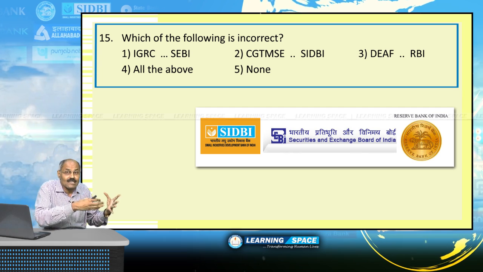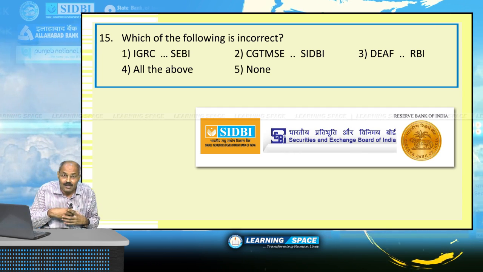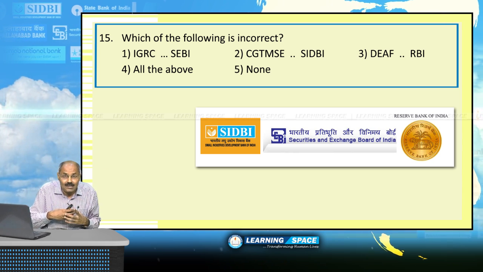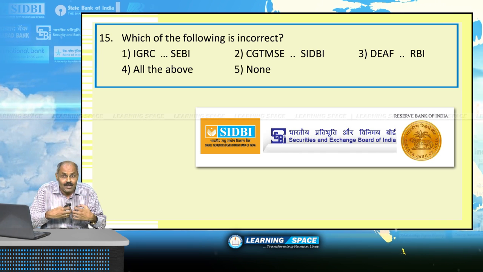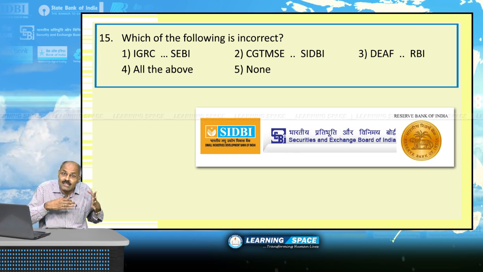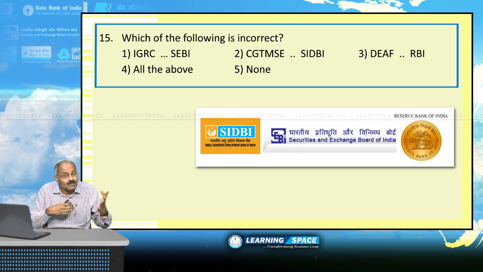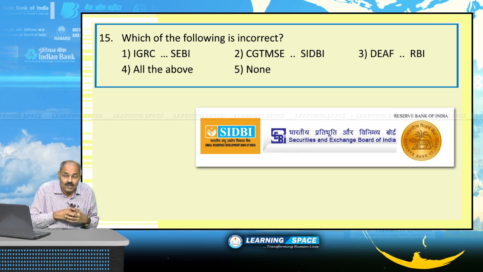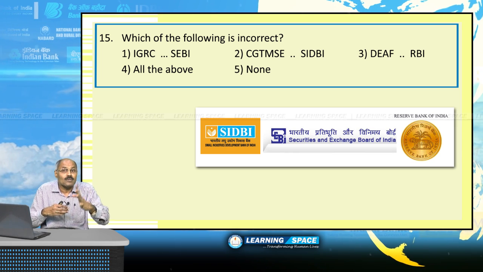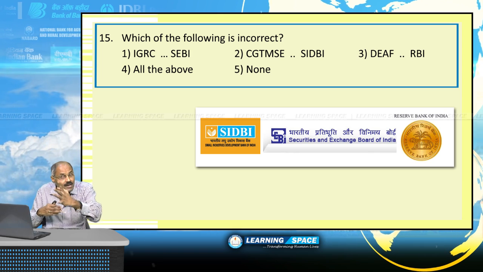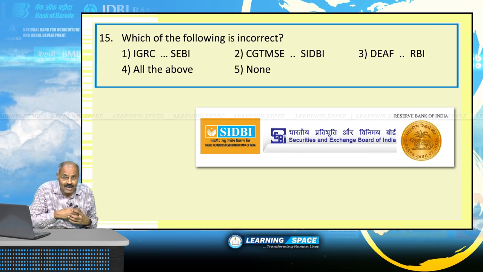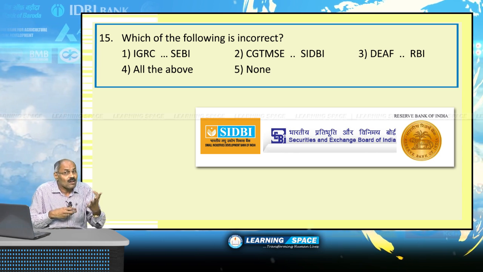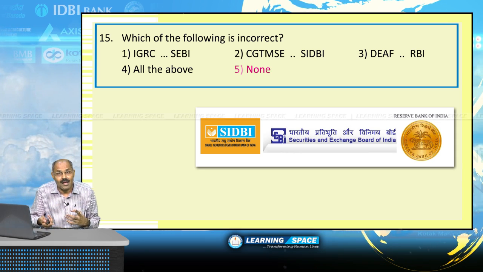We have already discussed CGTMSE, Credit Guarantee Fund Trust for Micro and Small Enterprises. That gives collateral security for small businesses. Small businessmen will get a loan, and for that loan CGTMSE will give collateral security. That is maintained by SIDBI. SIDBI is headquartered in Lucknow. DEAF, all the inoperative accounts for 10 years or more will go to DEAF. DEAF is the Depositors Education and Awareness Fund, we have already discussed, and this is maintained by Reserve Bank of India. All the given 3 sentences are correct, so an incorrect sentence is not there here. So the answer is the 5th option. Right friends, look into the next one.